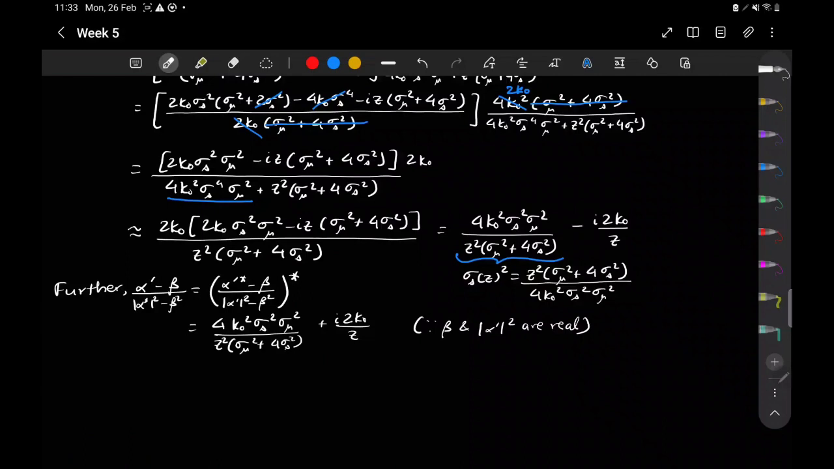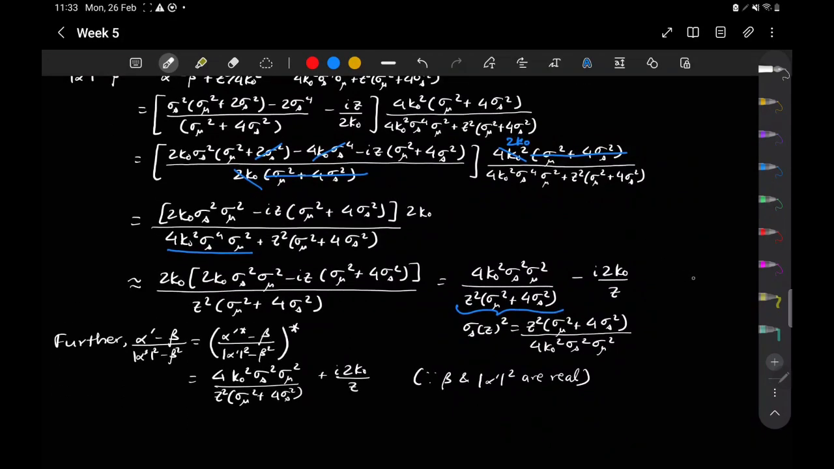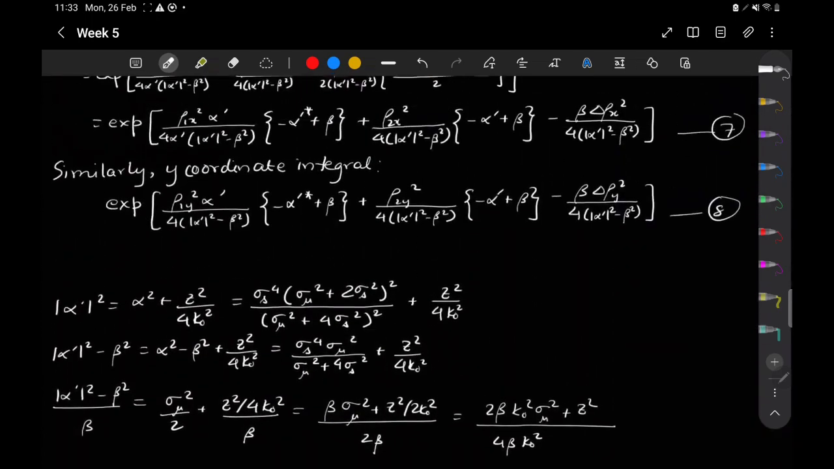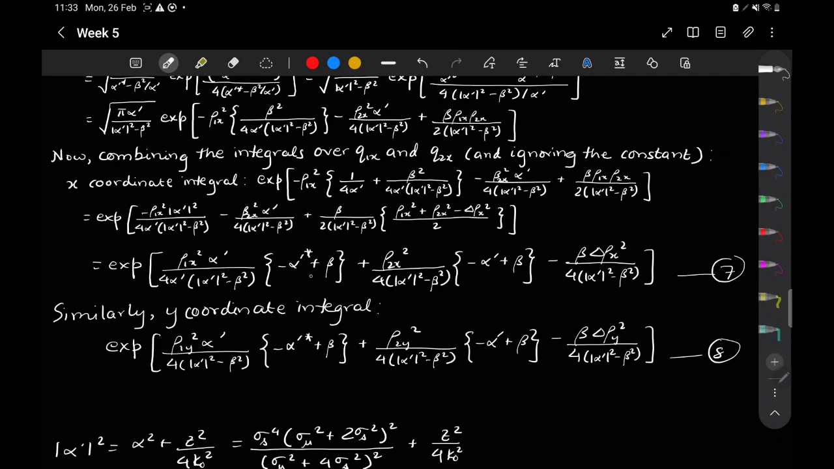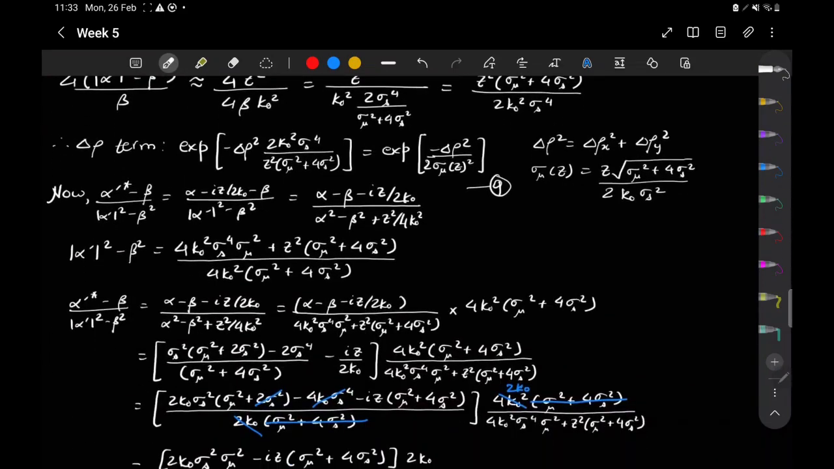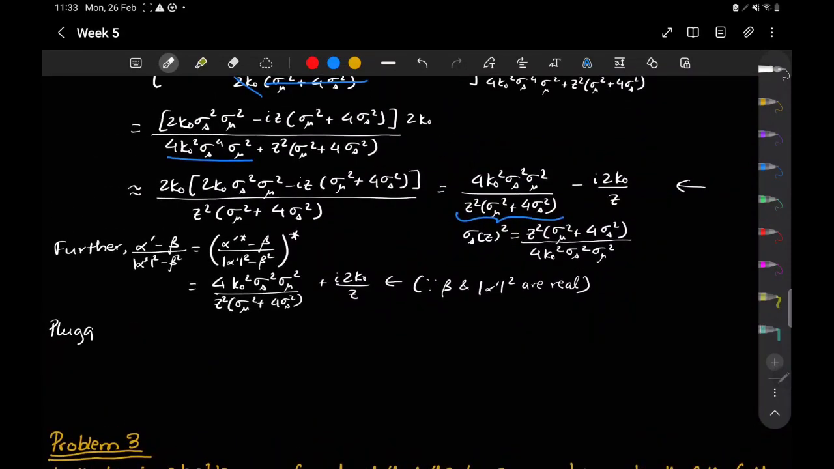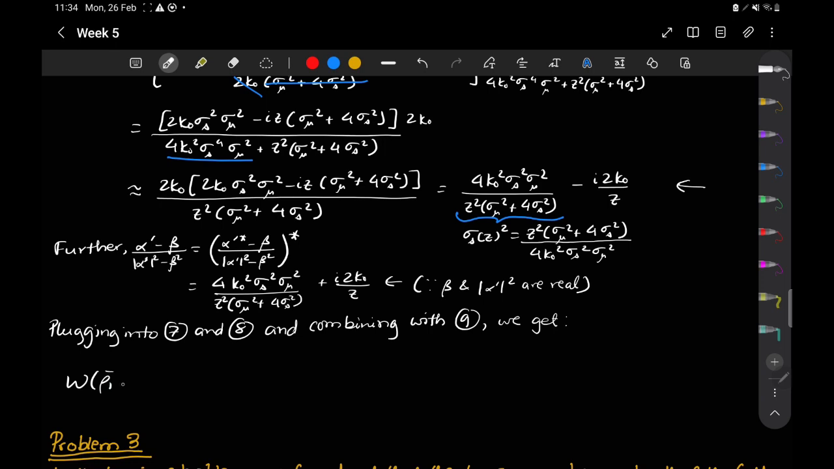So now what we will do is plug in these expressions, this expression over here and this expression over here, into equations 7 and 8. These terms are there, and we will plug them into 7 and 8, and then we will combine it with 9 to get the desired result. So we will then get the final result, a constant.